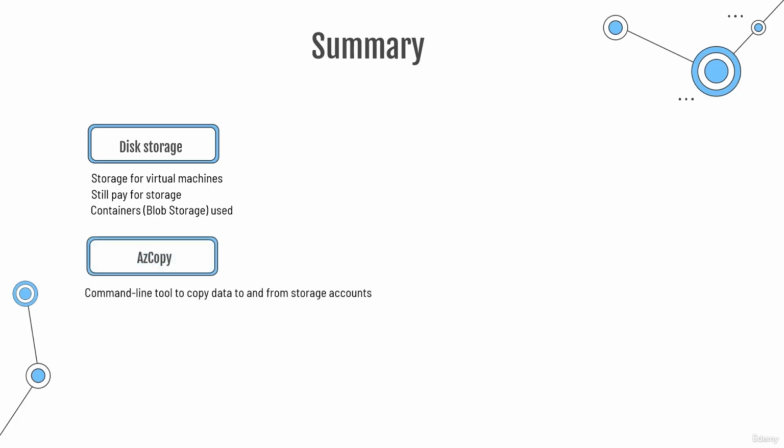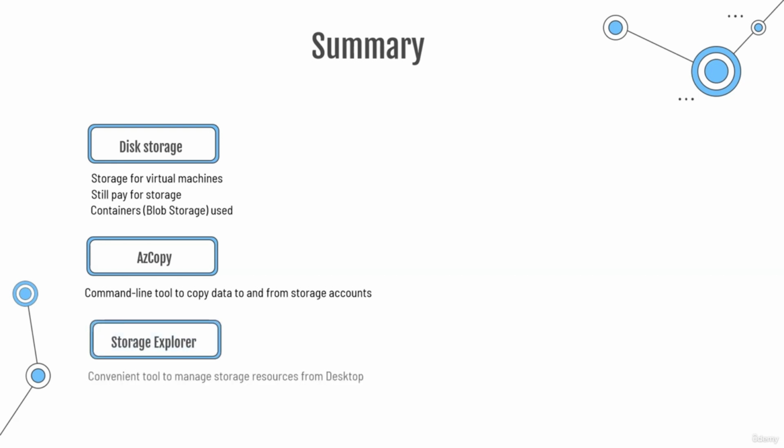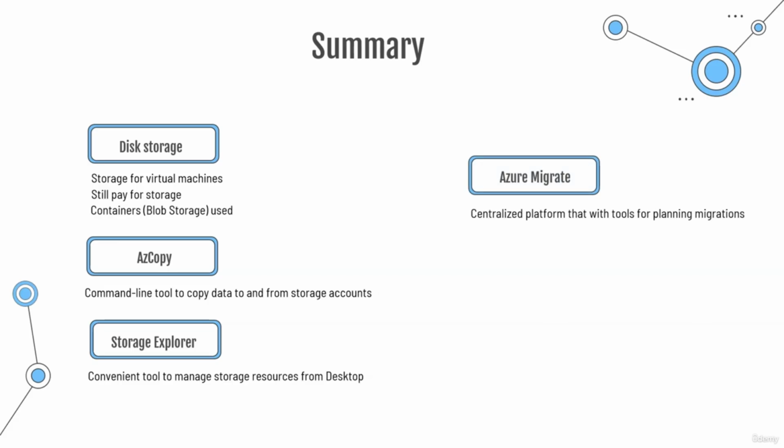Then we've talked about AzCopy. If we want to move data from one account to another account, we can use AzCopy, which is a direct and convenient way to do this. This tool is a command line tool. We can either download it to our Windows or Linux machine, or we can also access it from within the Azure portal by using the Azure Cloud Shell. Another tool that we can download is the Storage Explorer, which is again a convenient tool to manage our storage resources from the desktop.